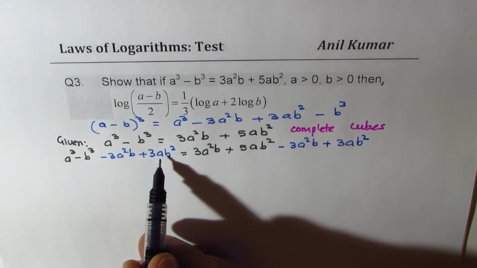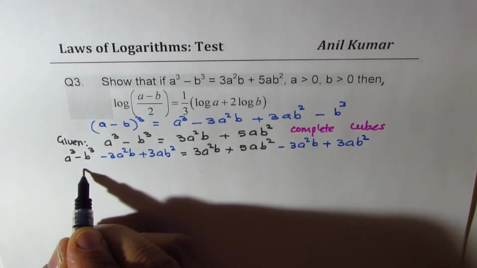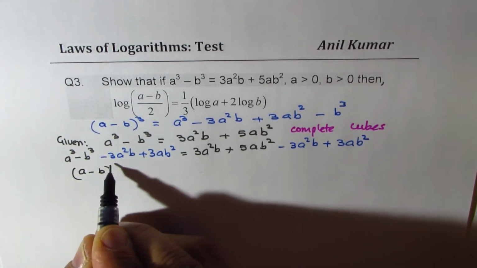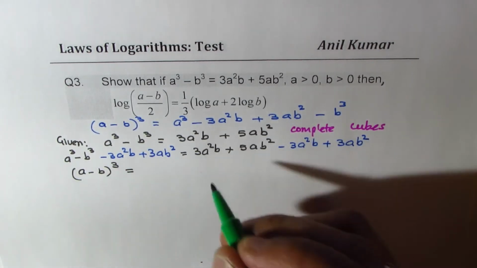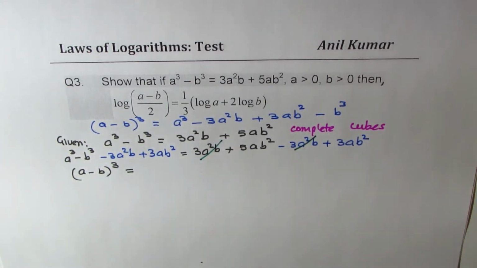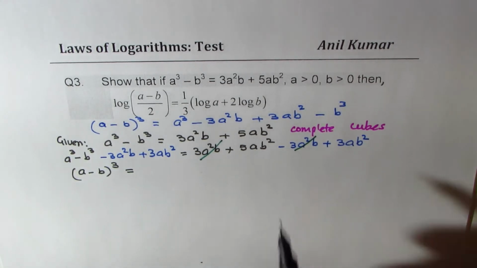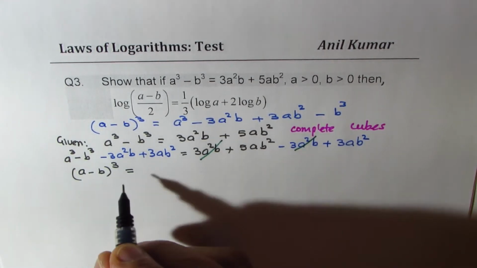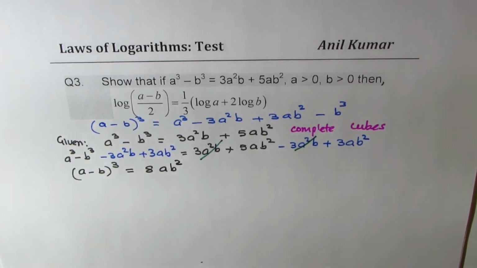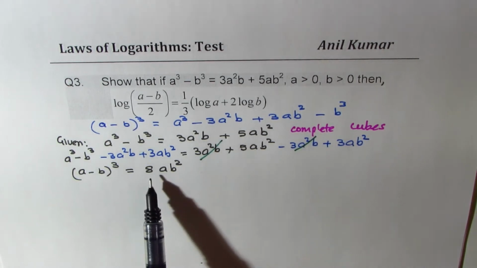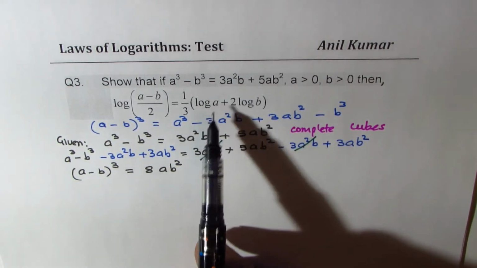Now the left side is a perfect cube. We could write this as (a minus b) whole cube. And on the right side, as you see, 3a square b cancels out. 5 combined with 3 gives you 8ab square. Perfect. Now we are very close to our result, right? So from here, I think you can see the result.